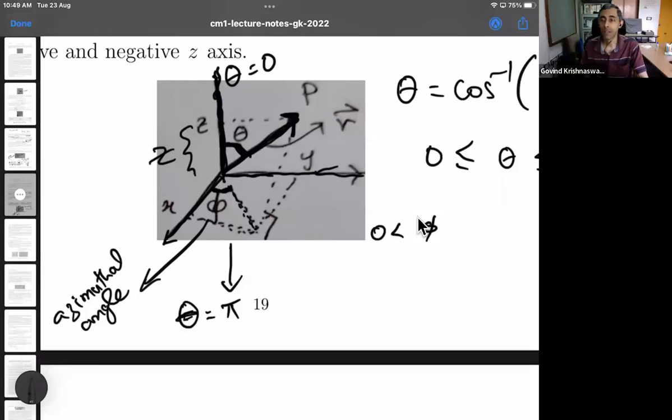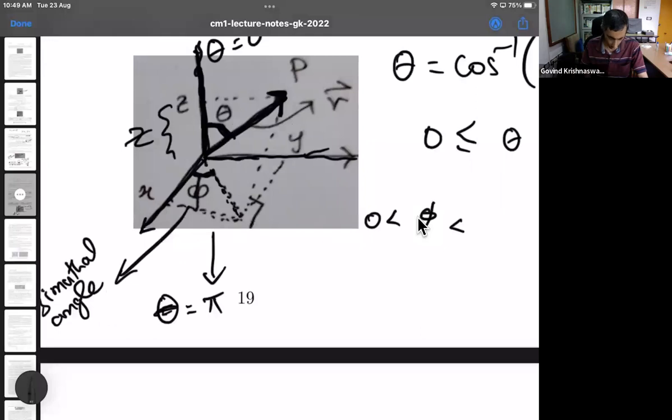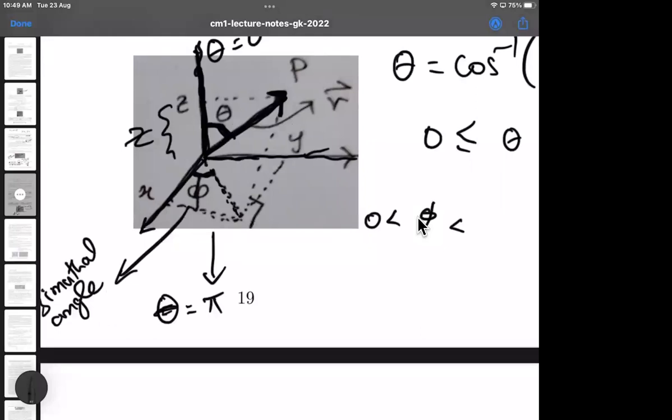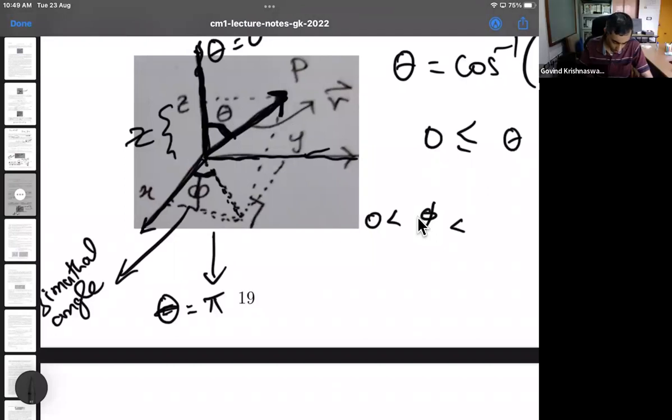Any suggestions as to the range of phi? I claim you can go beyond pi by 2. 2 pi. Pi. Yes, you can certainly go to pi. If I go up to pi by 2, I will reach the projection would.